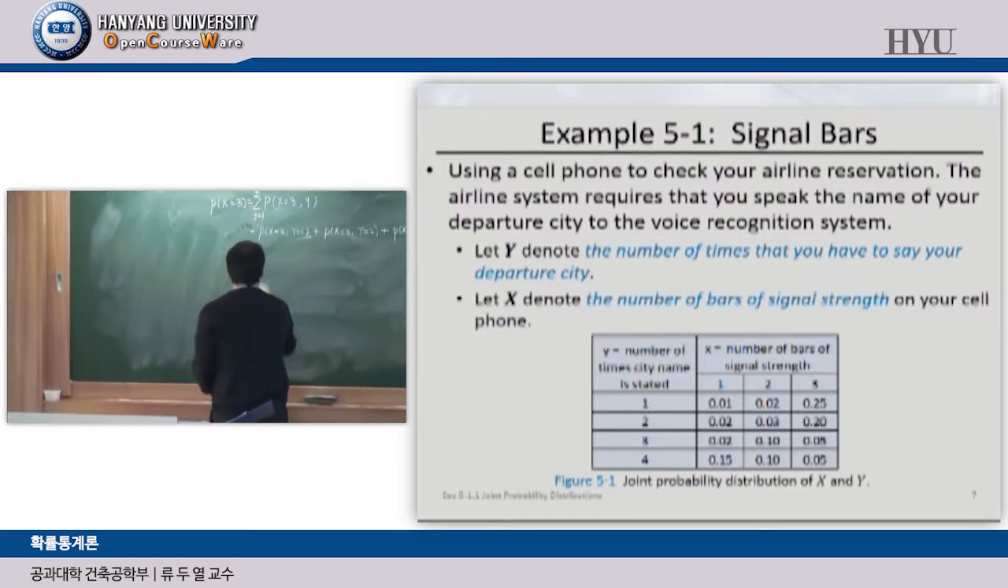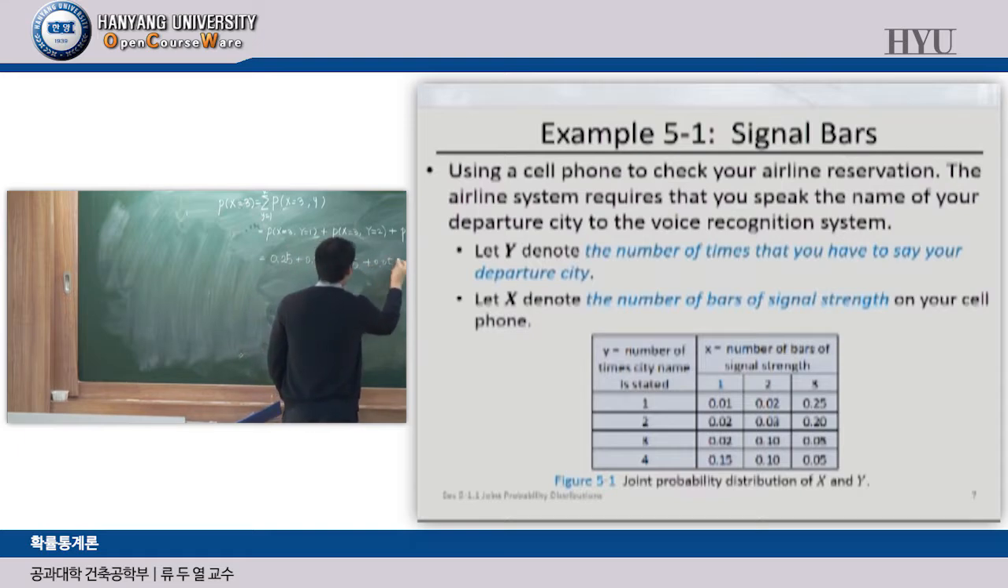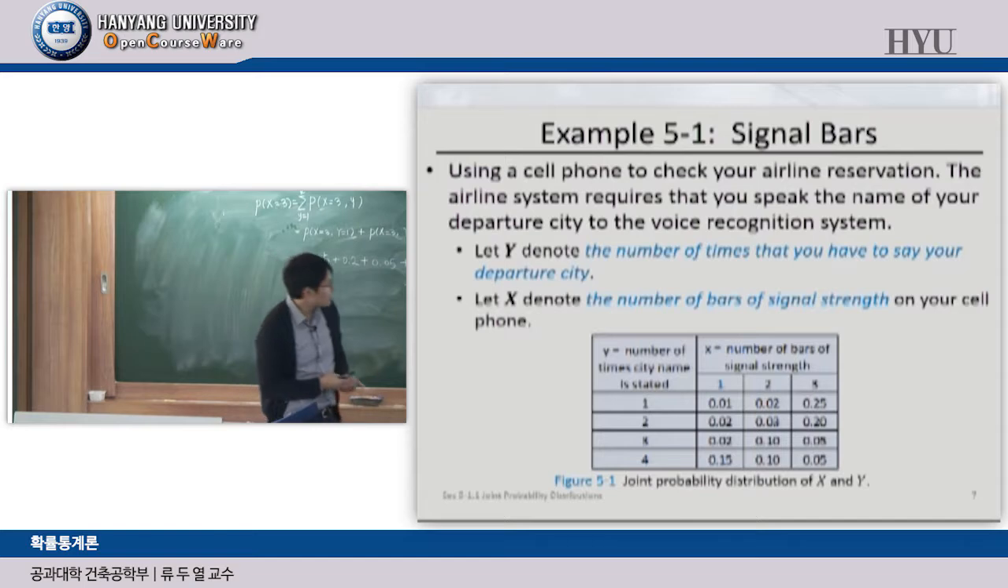So the answer is 0.25 plus 0.2 plus 0.05 plus 0.05. That is equal to 0.55. Okay? So this is the marginal distribution. Okay?